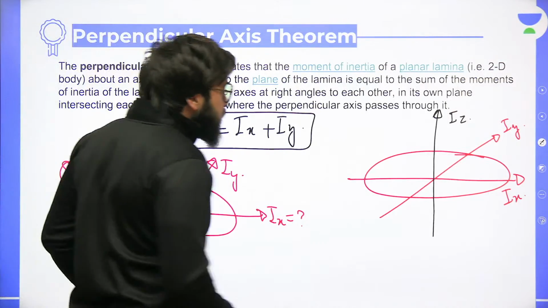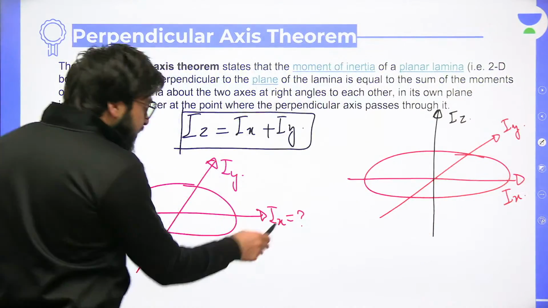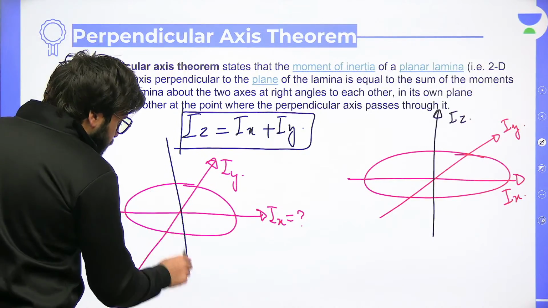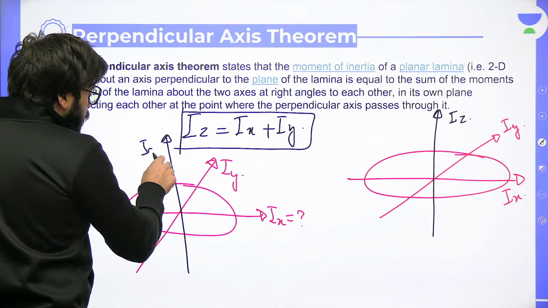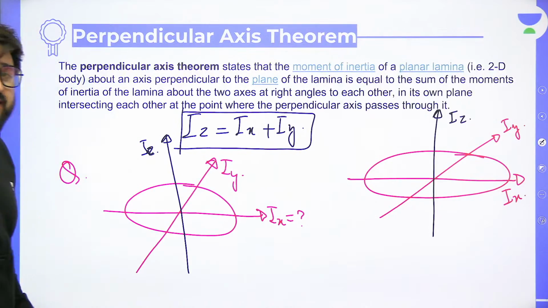Fine. Now you just tell me one thing. We are supposed to find about this one. Can I say about this axis? This is what we call Icom or Iz over here. Understand? You tell me one thing.